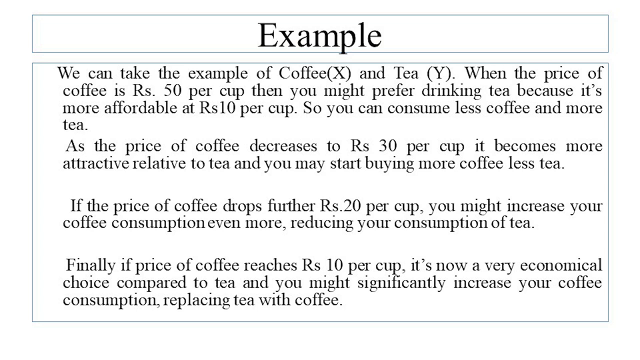Let coffee be good X and tea be Y. When the price of coffee is rupees 50 per cup, then you might prefer drinking tea because it is more affordable at rupees 10 per cup. So you consume less coffee and more tea. As the price of coffee decreases to rupees 30 per cup, it becomes more attractive relative to tea and you may start buying more coffee and less tea.